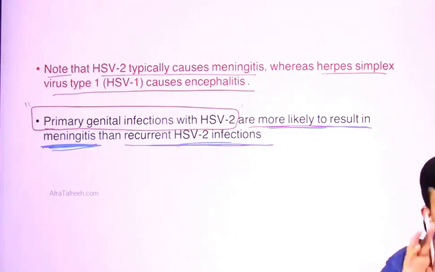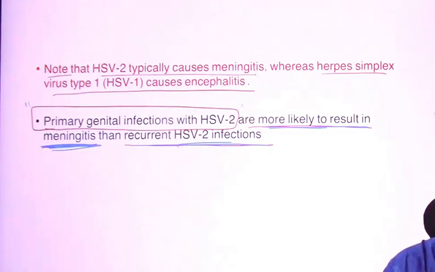HSV2 can also cause it directly. But what this person is telling here is that if it is secondary to the genital infection, then mainly it results in meningitis, this HSV2, not the direct one. Mostly the direct one does not involve, and if at all it does, neurovirulence will be more. So this line, I suppose, is clear now: the infections which cause meningitis are more likely secondary to the genital ones.